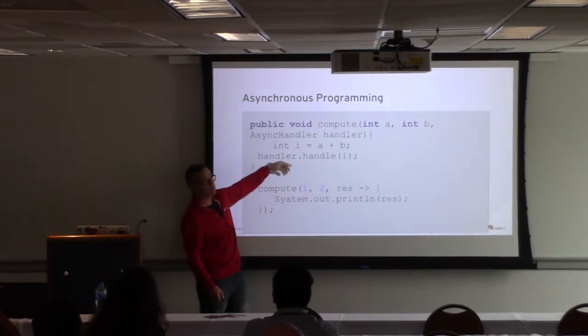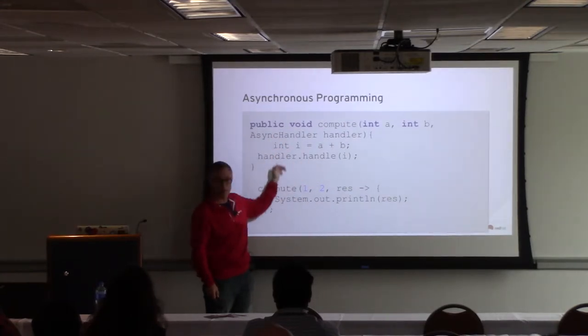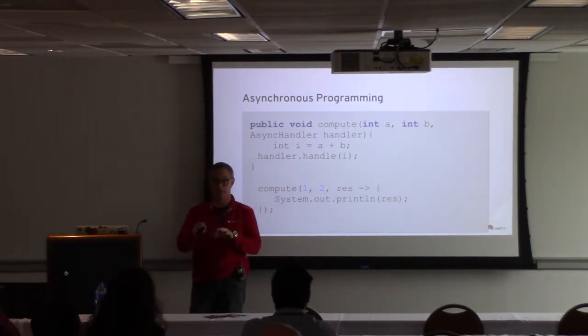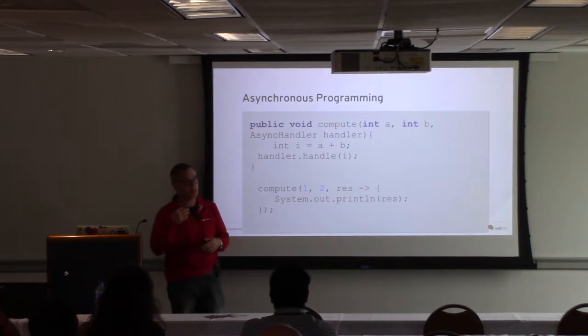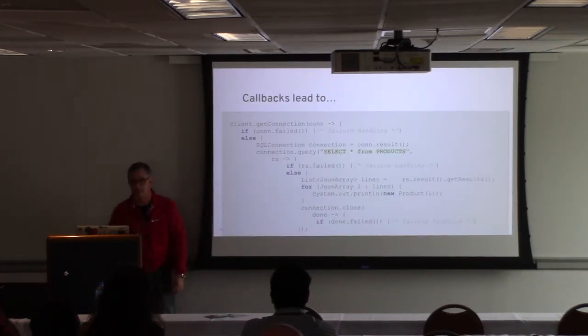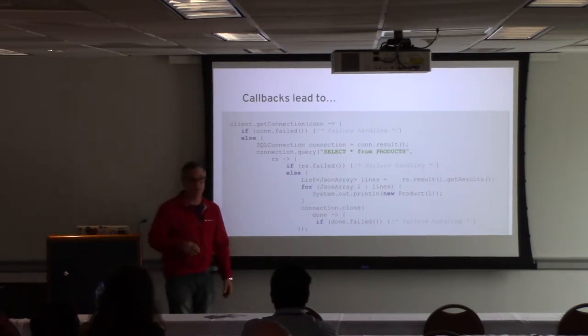And this is a Vert.x construct, async handler. But the notion is we're passing in a piece of code that's going to do something, and the code will get executed from inside of that method. But it's not going to block. It's not going to make anybody wait for this to happen. That's very efficient, but callbacks can kind of lead to stuff that looks like this, right?